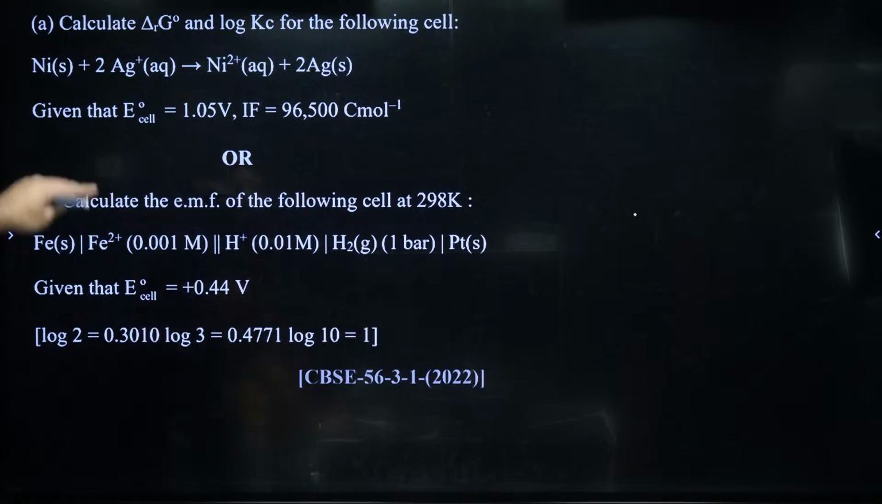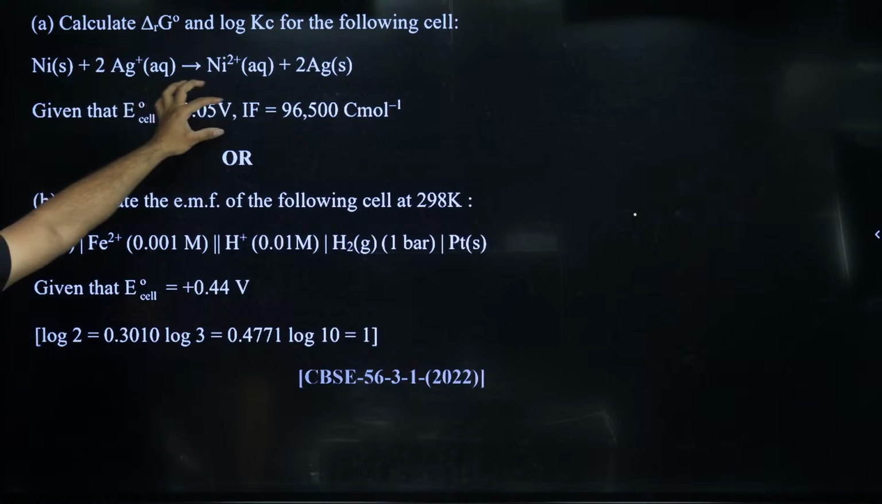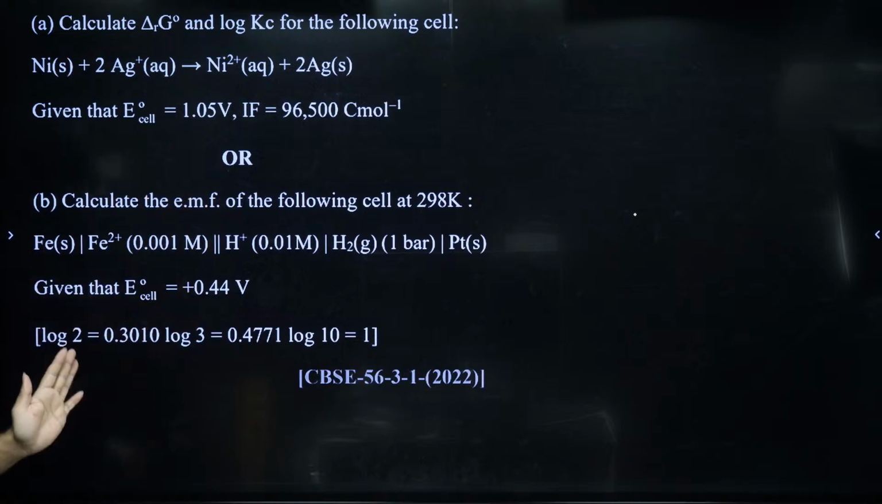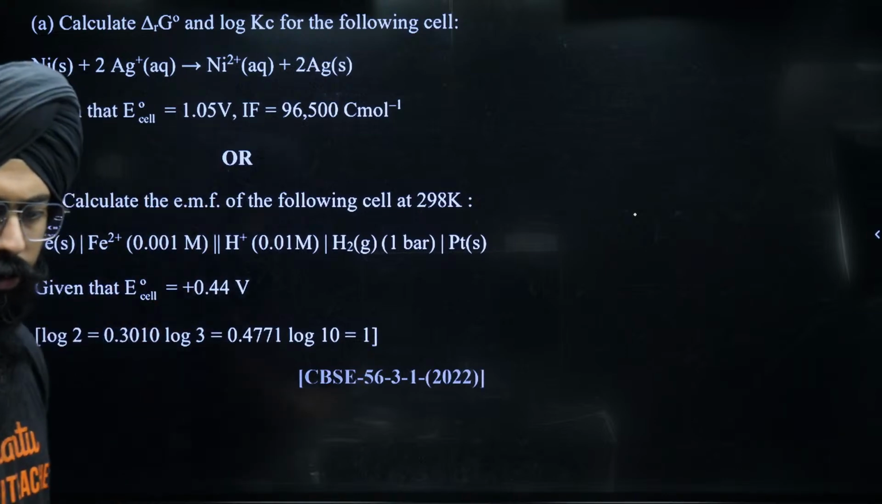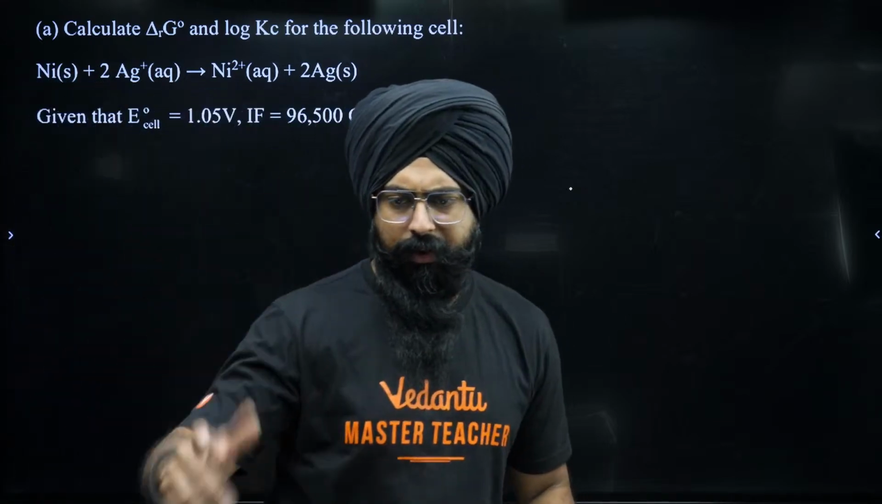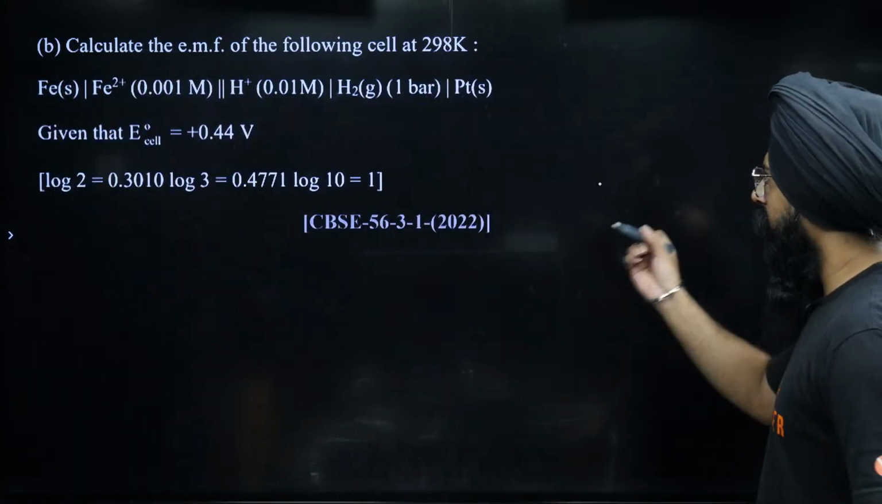Okay. So, look at this 3-mark question with a choice. So, over here they are asking you to calculate delta G and equilibrium constant. They have given some values over here. The other question says calculate EMF for this particular cell via the Nernst equation. So, let's do both the questions one by one. Let's first use the Nernst equation. Yeah. Let's do the Nernst equation first and then we'll do the other one because we've just revised the Nernst equation.